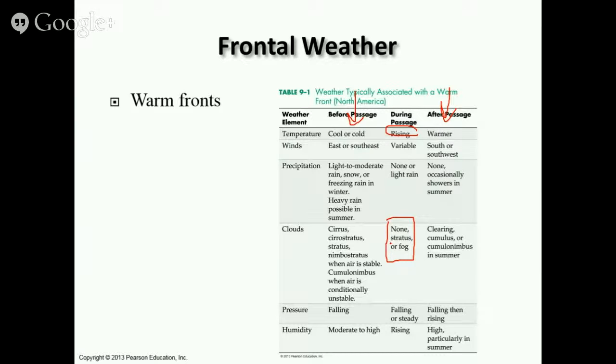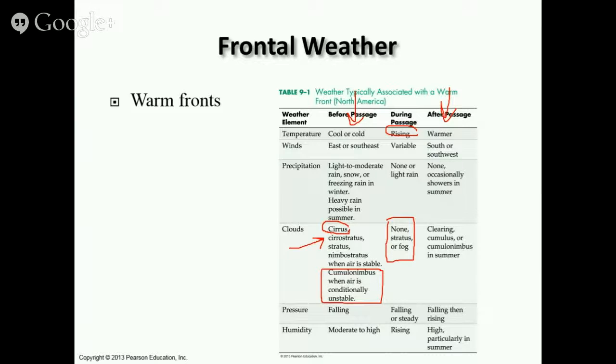But do make sure that as you study and prepare for your next upcoming assessment, that you have a good concept of our cloud symptoms before the passage. Remember, that's before the passage of the warm front, and we have those high level cirrus clouds, mostly ice crystals, and then they're going to clear from that. Cumulonimbus is when the air is conditionally unstable. That is not generally always the case with a warm front.